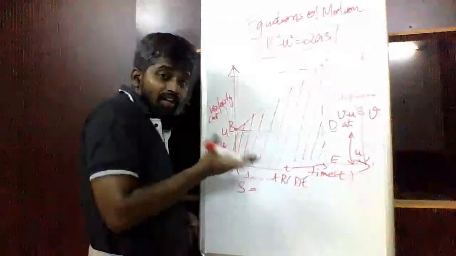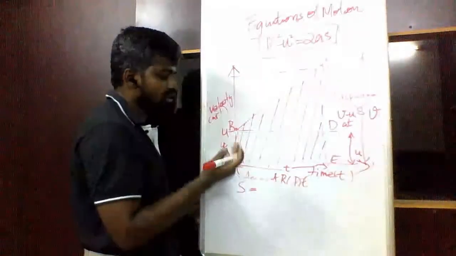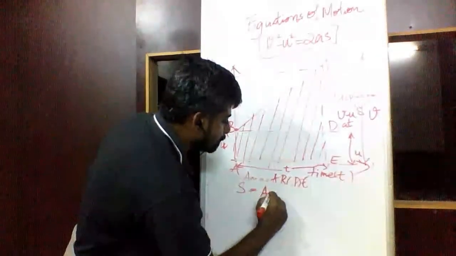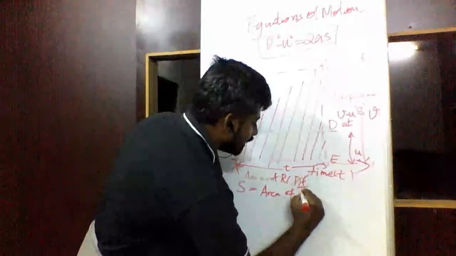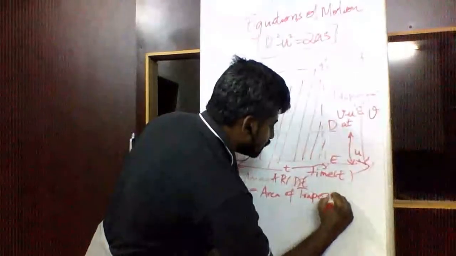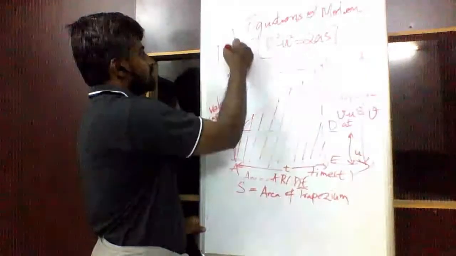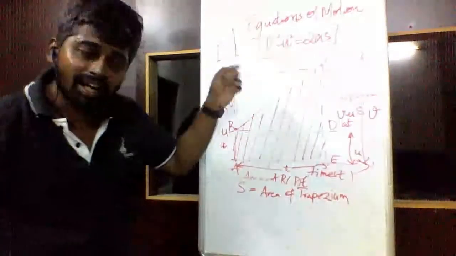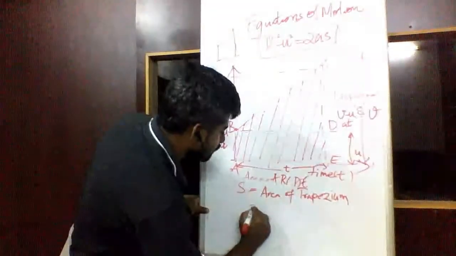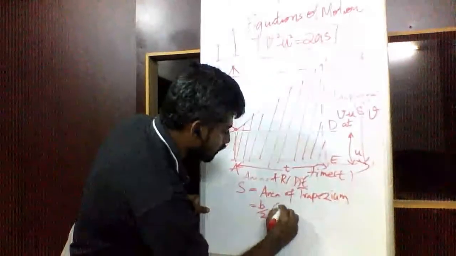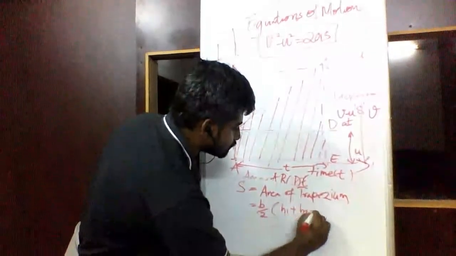Instead of dividing this into a triangle and rectangle, we are finding the area of a trapezium. This shape is like a trapezium. So we are finding the area of trapezium. What is the area of trapezium? B by 2 into H1 plus H2.